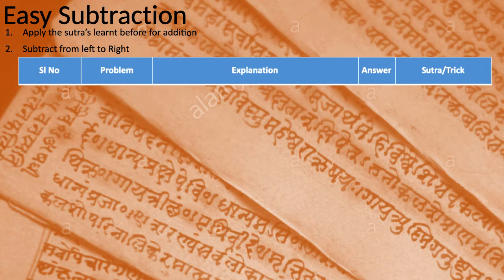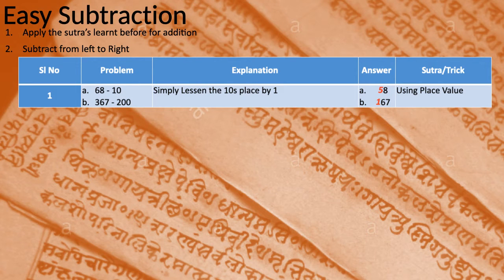Firstly, we'll start with the simplest. We had started addition with the place value additions, right? So we'll do the same thing here. So when you want to take out 10 from 68, you are taking out a tens, right? So in addition, what did we do? We just added by that number. So here we lessen it by that number. 68 minus 10, 6 we make it 5. So it becomes 58. We are using the place value trick.